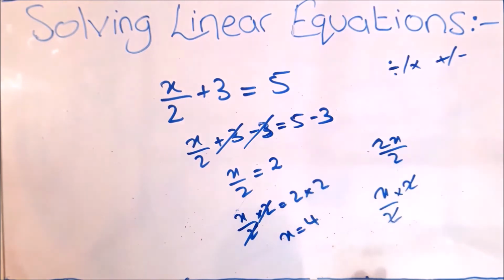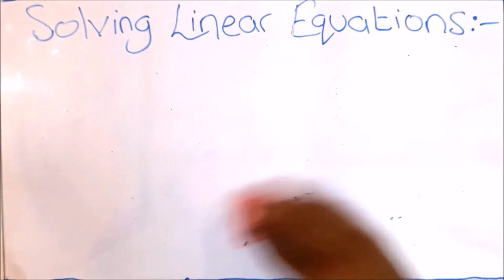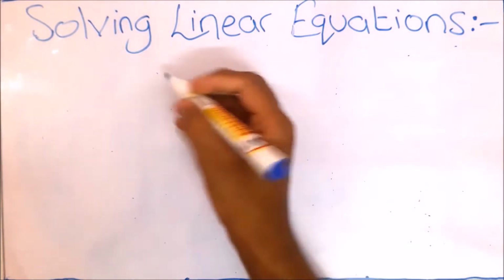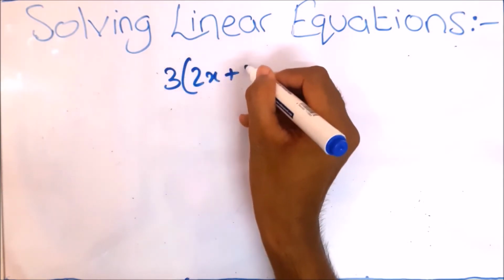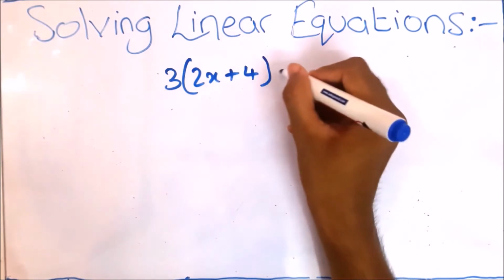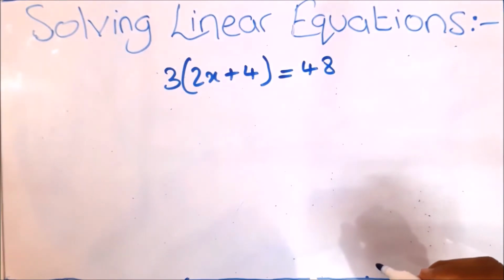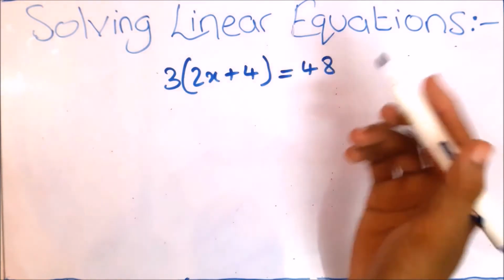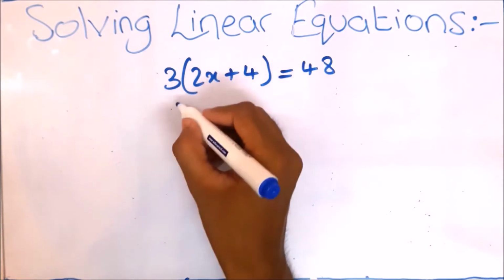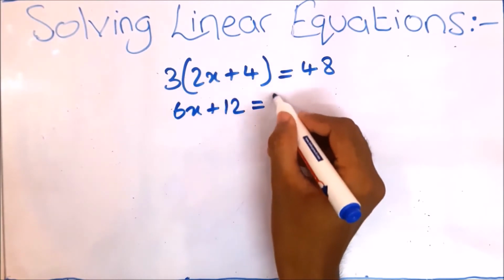Okay, it was the third example. We are slowly moving towards more difficult examples. Let's do the next question. We have here 3 times (2x plus 4) is equal to 48. Here we are involving parentheses, making it more complex. So first of all, just simplify everything. Get rid of these parentheses. What we do is 3 times 2 is 6x plus 3 times 4 is 12 is equal to 48.